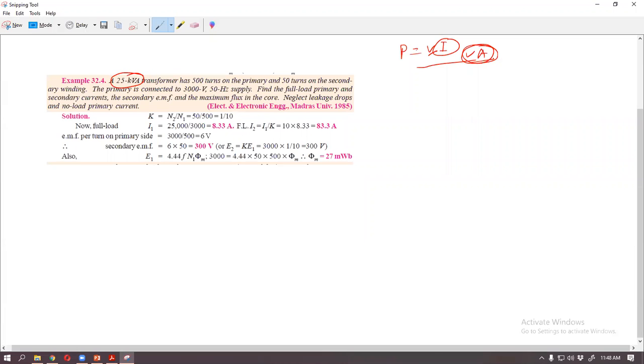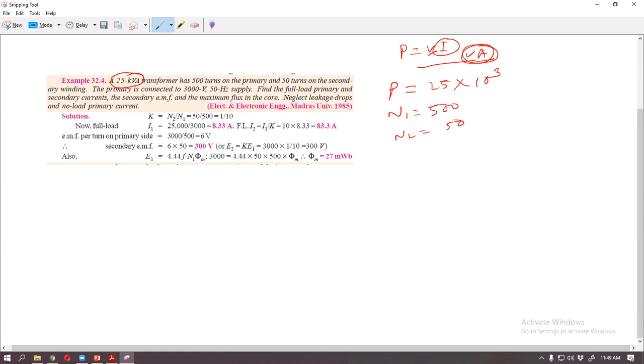Okay, the transformer has 500 turns. So this is the power, P is equal to 25 into 10 to the power 3. And turns on the primary, N1 is equal to 500 turns. Okay. And 50 turns on the secondary, so N2 is equal to 50.